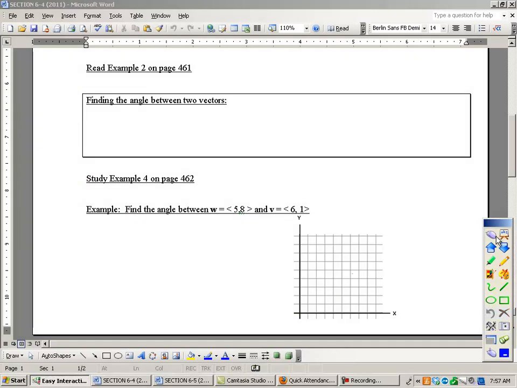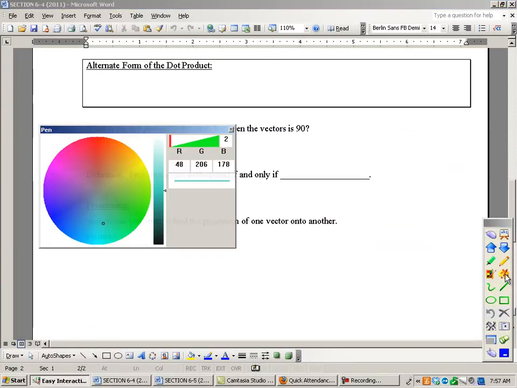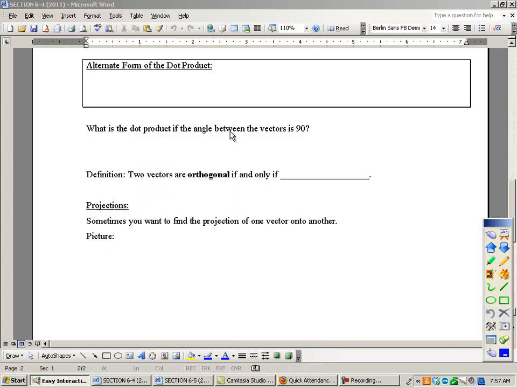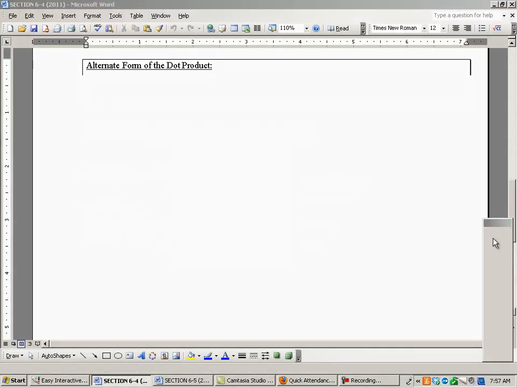Okay, let's flip the page. I'm going to change my color to a better color too. All right, there is a different form of the dot product, and I just want to show you how that comes about.